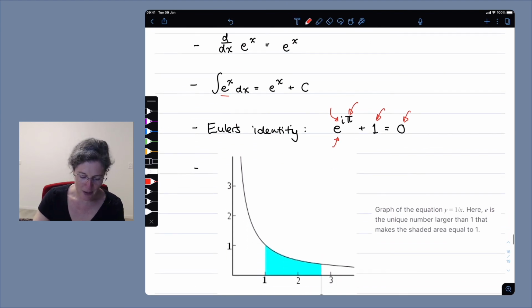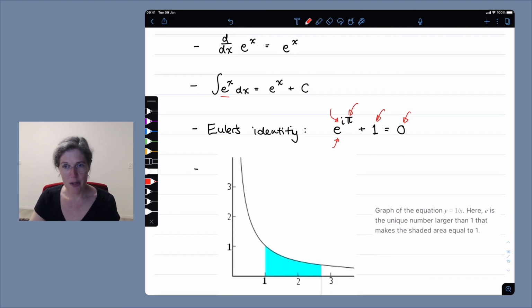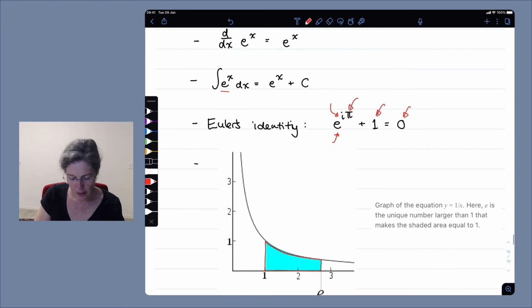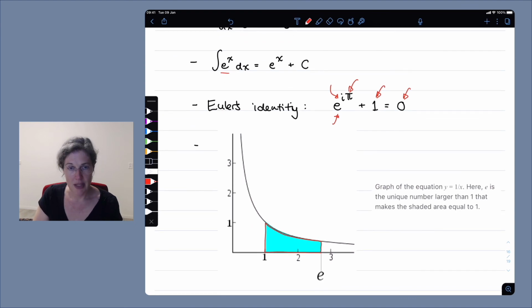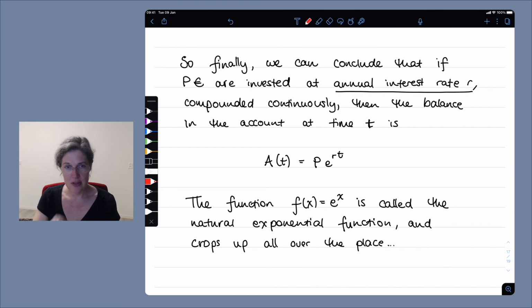And just one quirky thing: if you plot the graph of 1/x and look at the area underneath it, starting from x equals 1, then in order to get an area equal to 1, you have to stop at e. So the area of this space over here is 1. Strange but true.